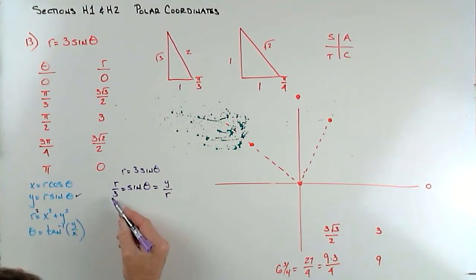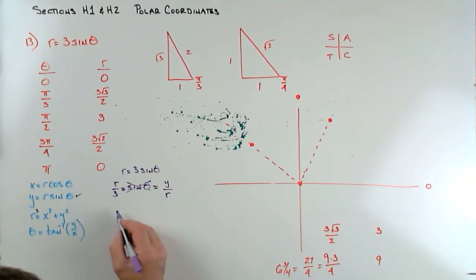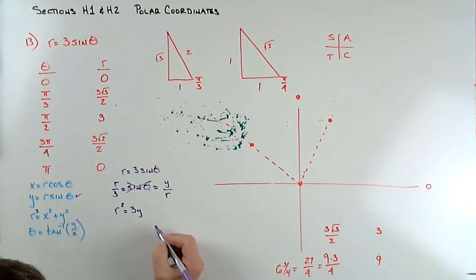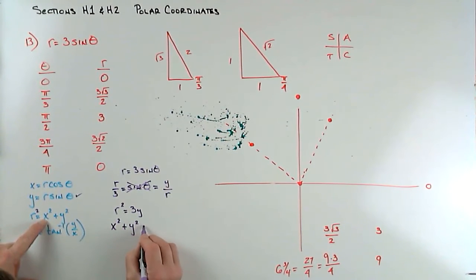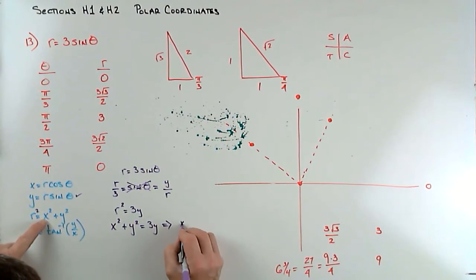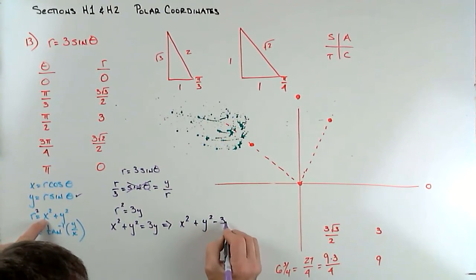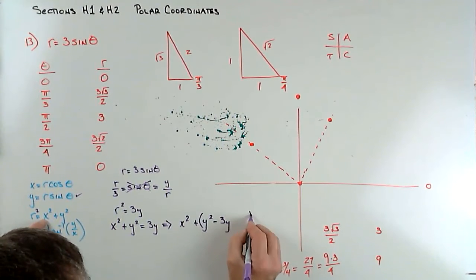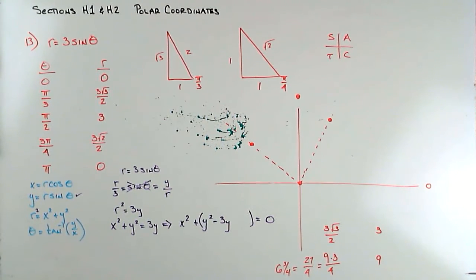Now, if we cross multiply here, we get r squared equals 3y. But we know r squared is x squared plus y squared, so x squared plus y squared equals 3y. That gets us x squared plus y squared minus 3y equals 0. And now I'm going to complete the square on this.